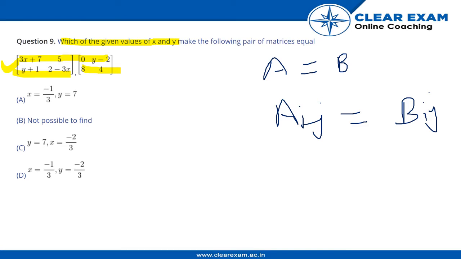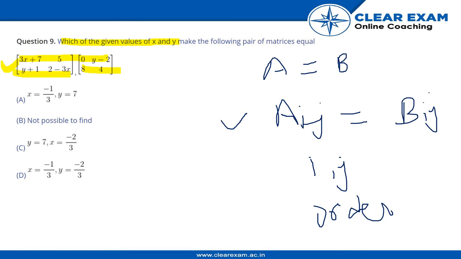I hope you all got it. For each i and j, and of course their order should also be equal. If we have a 3 cross 3 matrix and another matrix is 4 cross 4, then they cannot be equal at any cost. So the first thing to remember is that we have to make sure that the order of both the matrices are equal and their corresponding elements are equal as well. So let's see what we can do here.